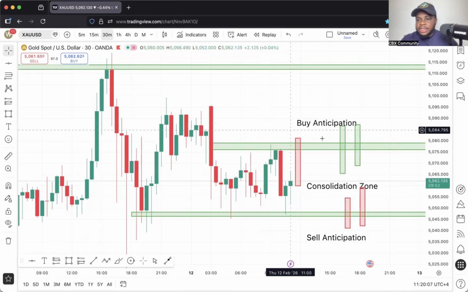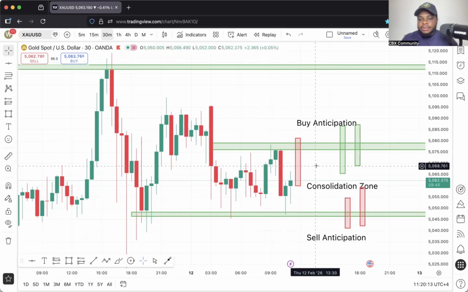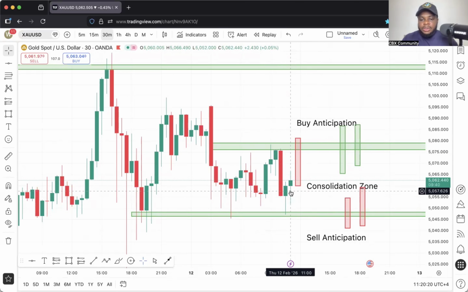You don't need to do anything since you're anticipating the break of our resistance zone or the break of our support zone. The best thing is just for us to wait. This 30 minutes candle is left with 9 minutes before it will close. Let's see how this candle will close before we're able to anticipate what we want the market to give to us.